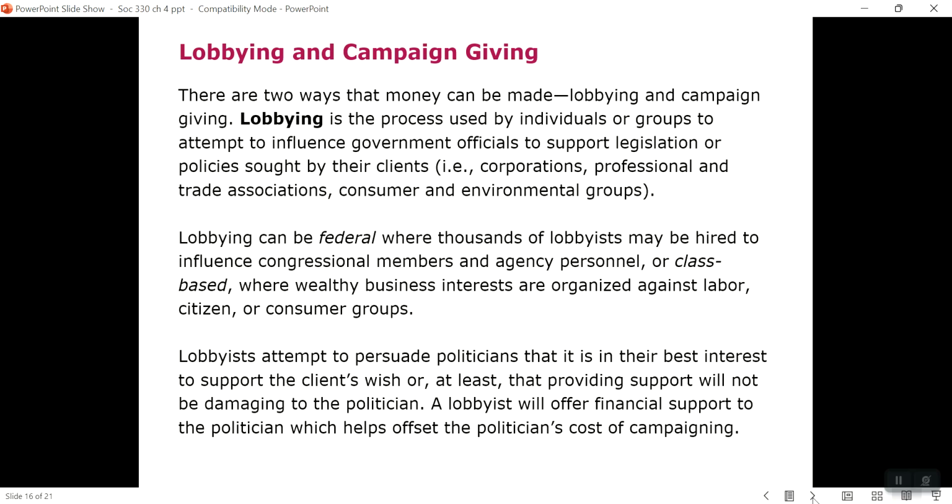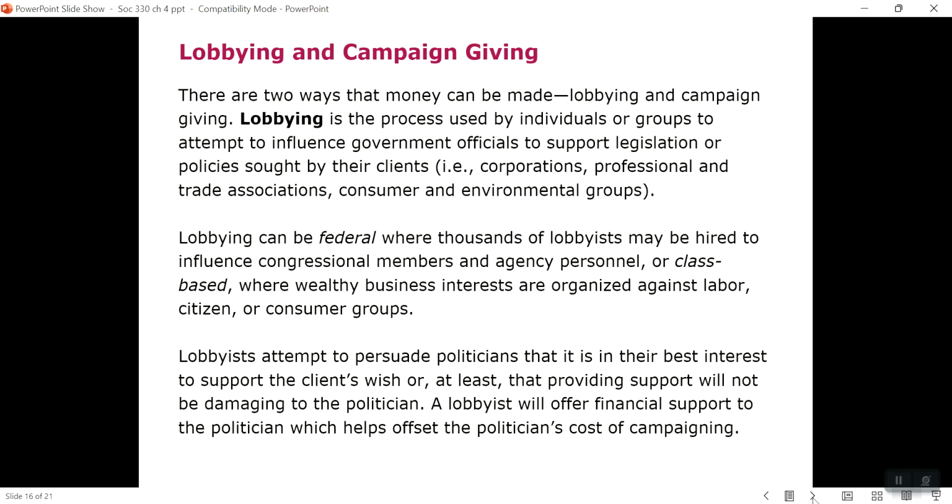Now that's a 501c3 organization. It's a nonprofit organization. However, even a nonprofit organization like the NRA can have a lobbying arm which is funded by donations from people who know that their money cannot be deducted because it is going to be used for lobbying.